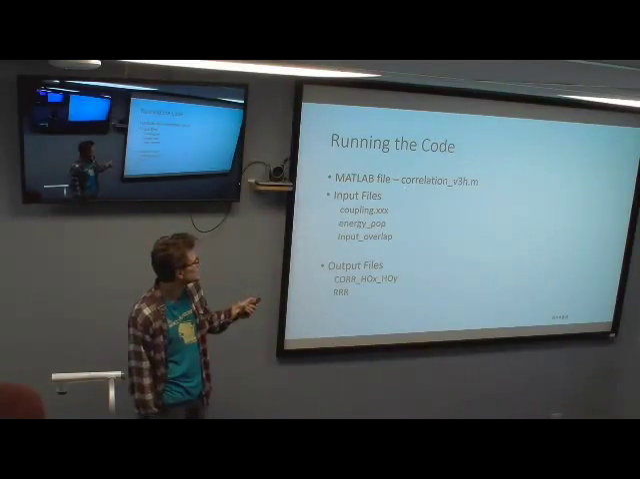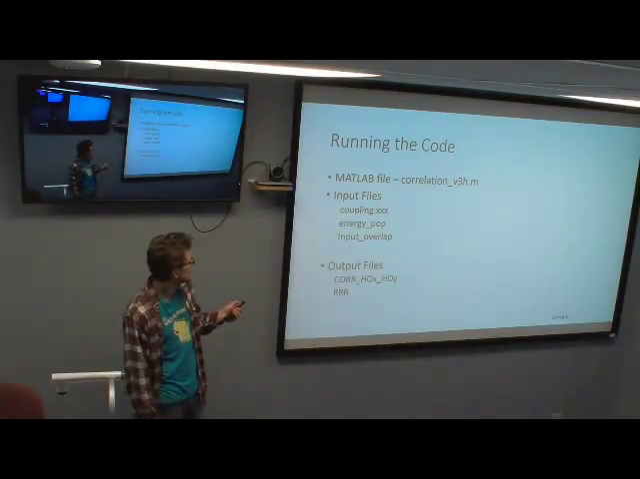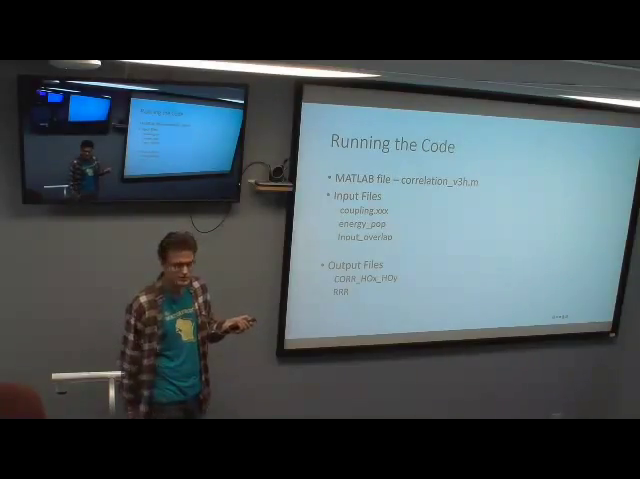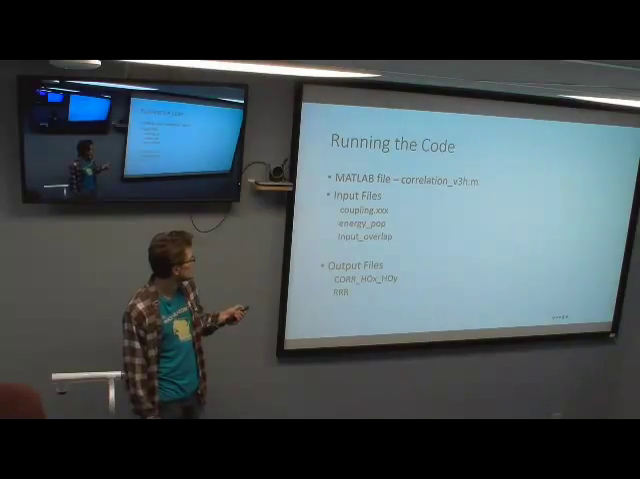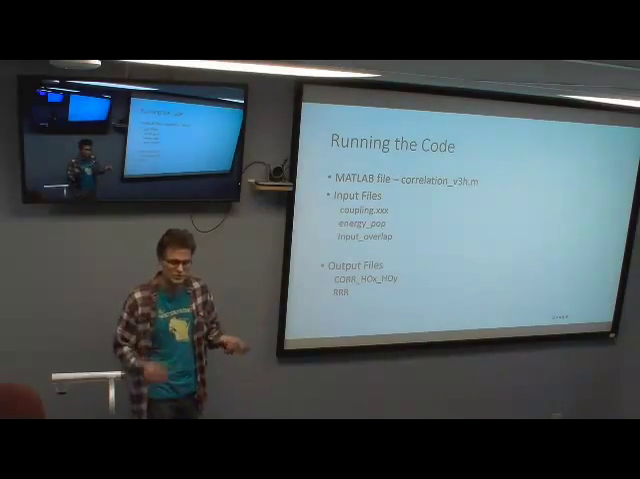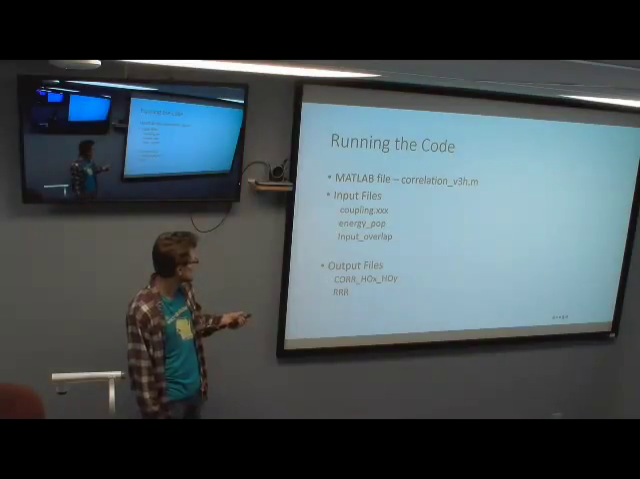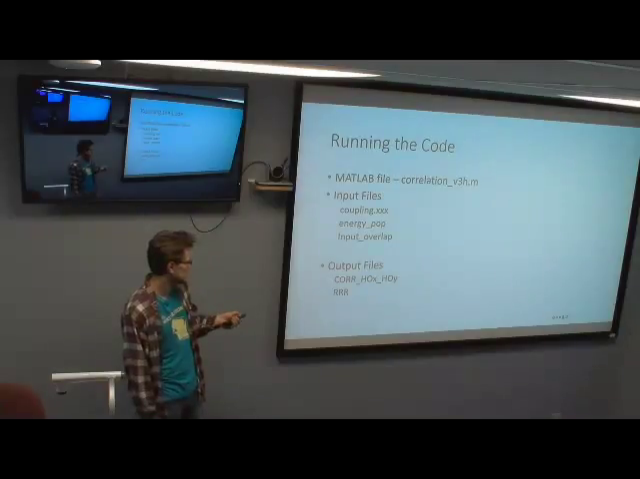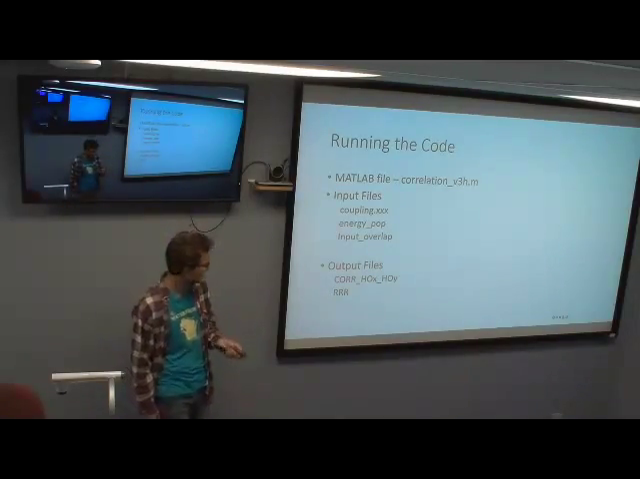It hasn't changed at all since I've been here. Correlation v3h, and you have to give it coupling, or all the coupling files that you generated. And then you just need energy pop, and you may need overlap, you may not, I can't remember, but I usually put it in there anyway, because you need it eventually. So you feed it in these files, and it outputs some correlation functions of orbitals with each other, and basically takes all those correlation functions and converts it into an RRR.